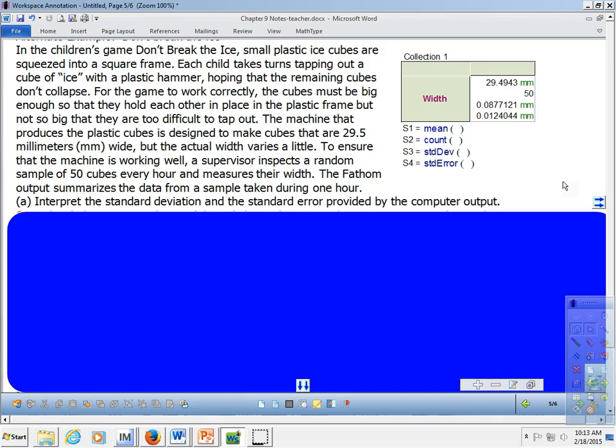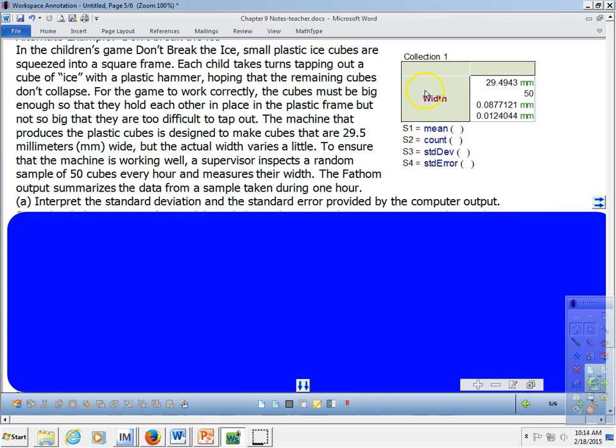To ensure that the machine is working well, a supervisor inspects a random sample of 50 cubes every hour and measures their width. The Fathom output. Fathom is another statistical software program. We have not gotten to work with Minitab nearly enough, and that's unfortunate. But again, I've always kind of had my eye on the schedule a little bit. So, but anyway, this is a Fathom output, right?